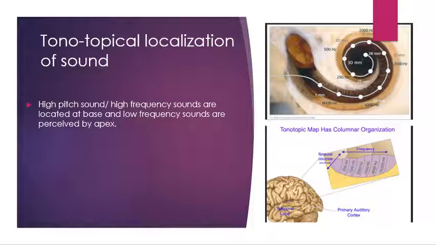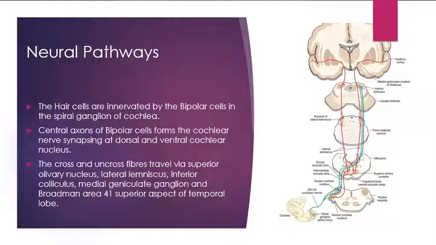Okay, so in the primary auditory cortex, also known as Brodmann area 41, the arrangement is a columnar organization. Okay, the neural pathways, I have discussed this in the previous class also, in the anatomy also anyway.